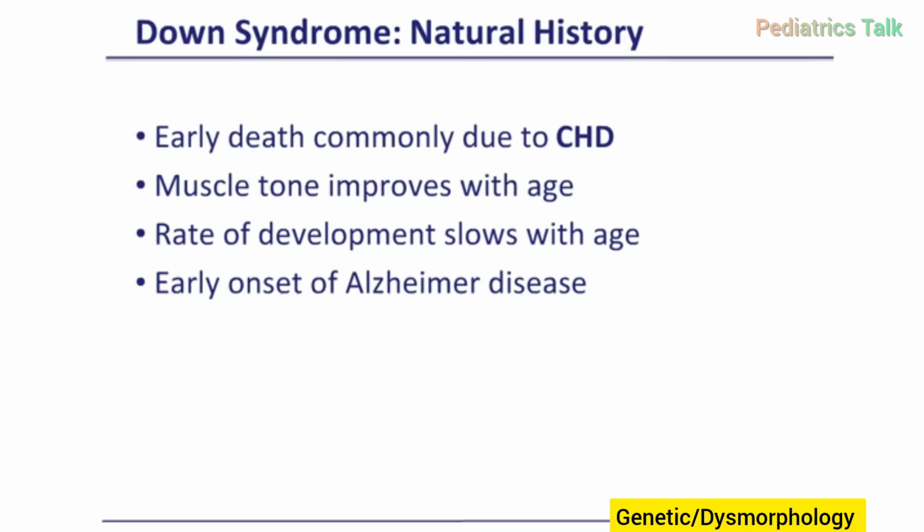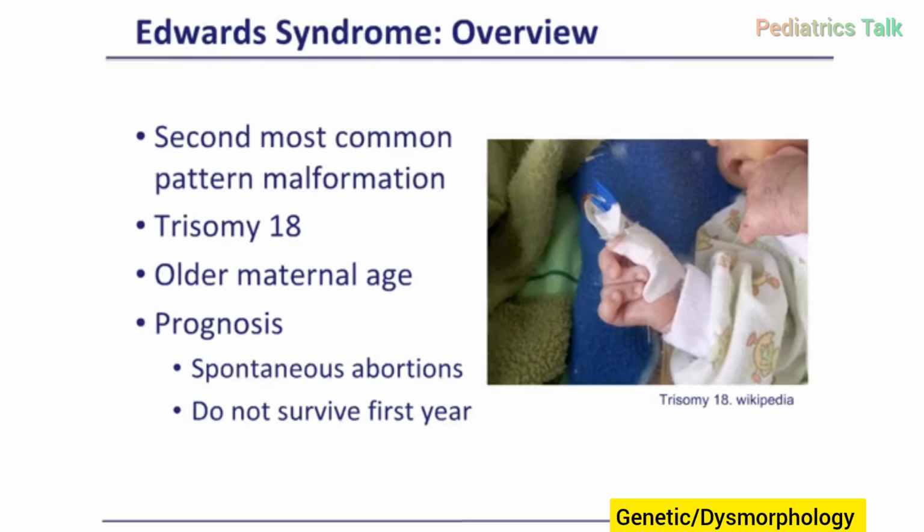As stated previously, muscle tone gradually improves with age, but there's almost always some degree of hypotonia. The rate of development slows with age, and we now know that there's an earlier onset of Alzheimer's disease in adults. Edwards syndrome is the second most common.